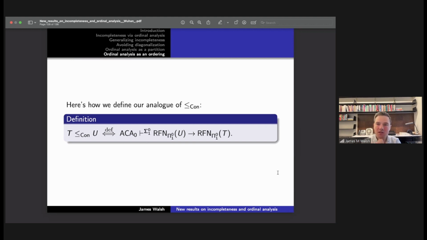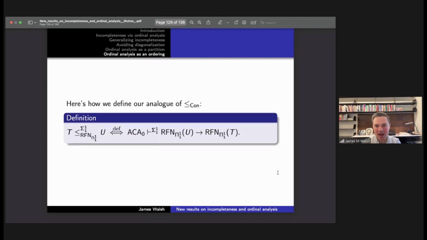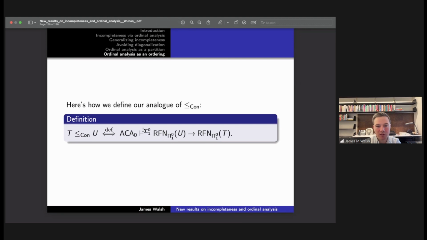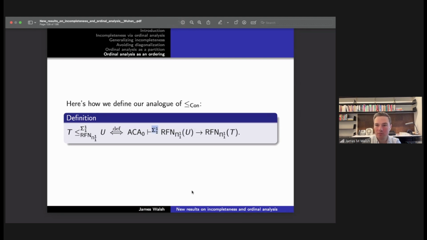T is less than or equal to U in consistency strength if and only if ACA0 with a sigma 0, 1 oracle proves that the pi 0, 1 soundness of U implies the pi 0, 1 soundness of T. So we haven't changed anything yet. Now, here's how we get our analog of consistency strength, okay? What we're going to do is take sigma 0, 1 and replace it with sigma 1, 1. We're going to take pi 0, 1 in both these places and replace it with pi 1, 1. So we're doing the exact same thing we did before. Replace the sigma 0, 1 with sigma 1, 1, pi 0, 1 with pi 1, 1. And we call this new notion by this name, right? So this is the pi 1, 1 reflection ordering with a sigma 1, 1 oracle. So T is less than or equal to U in this ordering if and only if ACA0 with a sigma 1, 1 oracle proves that the pi 1, 1 soundness of U implies the pi 1, 1 soundness of T. Okay.